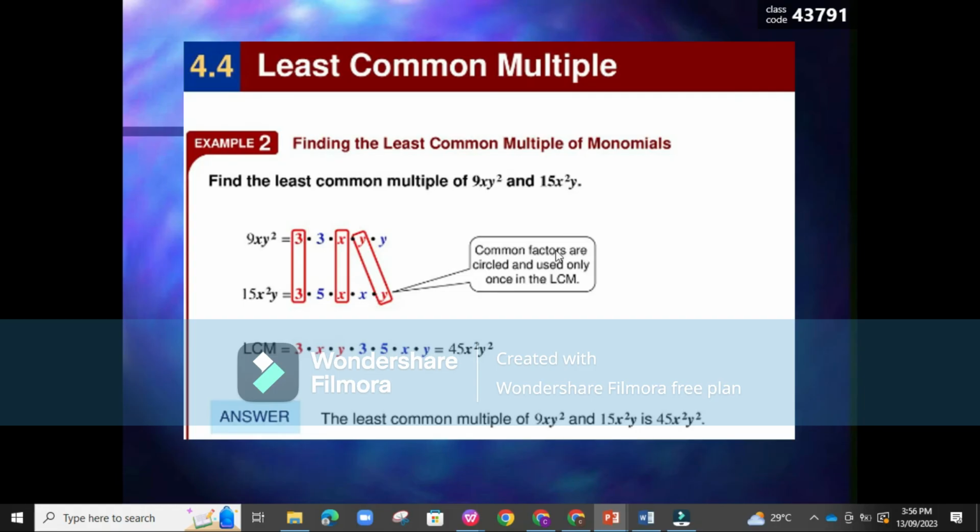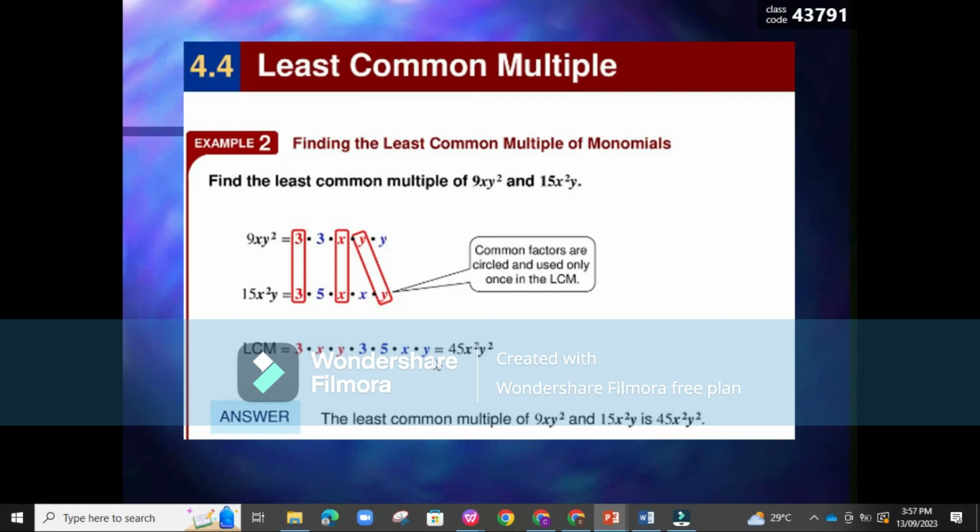Common factors are circled and used only once in the LCM. So, for the least common multiple, you have here 3 times x times y. Because this is common, you write it once. So, you have 3 times x. This is also common, then times y, because this is common. But then you have here 3 times 3 times 5. All the factors that are not common will be written as well.